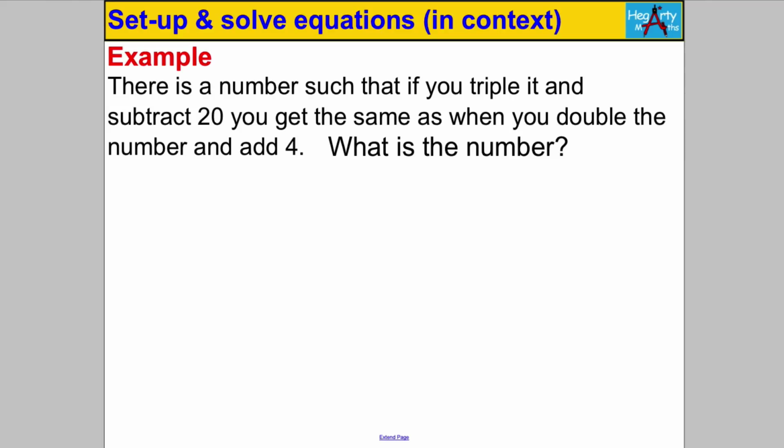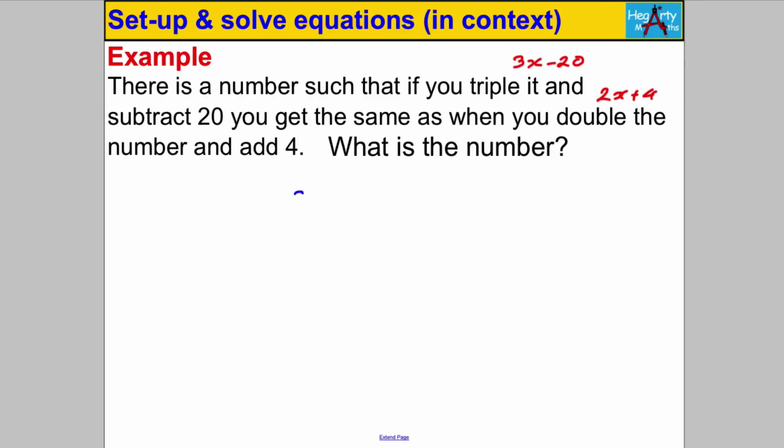There is a number that if you triple it and subtract 20, you get the same as when you double it and add 4. What's the number? Well, let's call the number x. Okay? And it says if you triple it and subtract 20, so if you have x and you triple it and subtract 20, it says it's the same as when you double it, so if you had x and you doubled it and added 4. And it says the two would be the same.